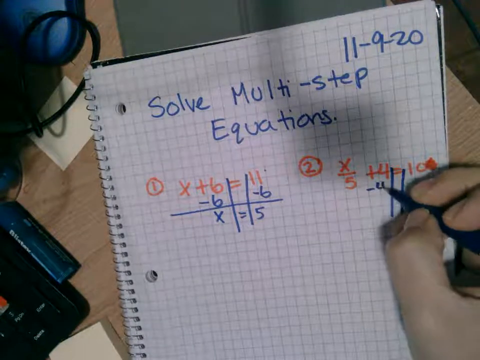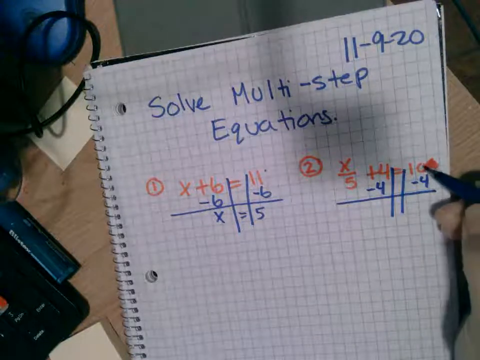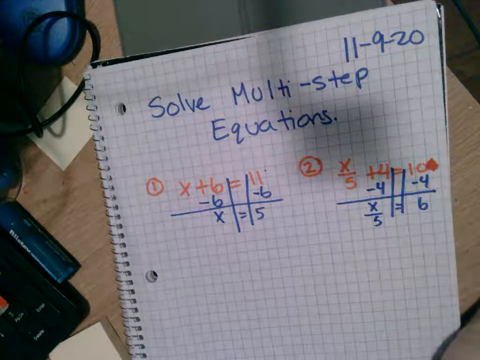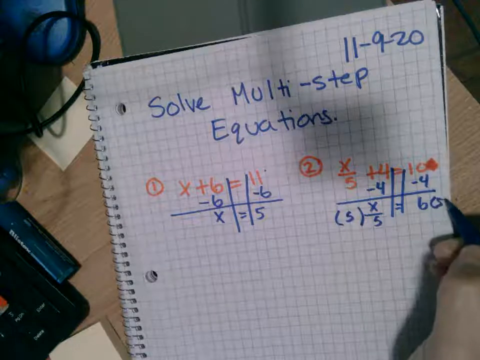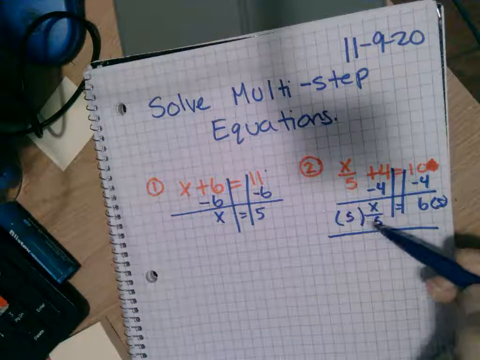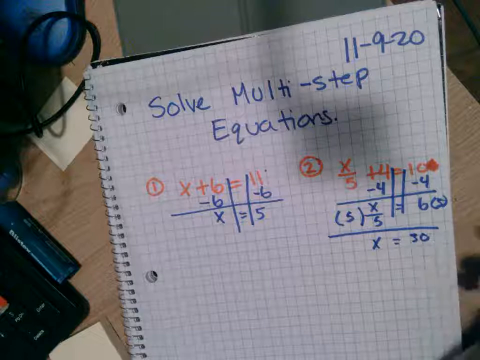So minus 4 on both sides first. You move the number that's furthest away from your x. 10 minus 4 is 6 equals x over 5. Then I'm going to multiply this side by 5. I'm going to multiply this side by 5. Because this is division, so the opposite would be to multiply. This is a review from last week, so my answer is 30.